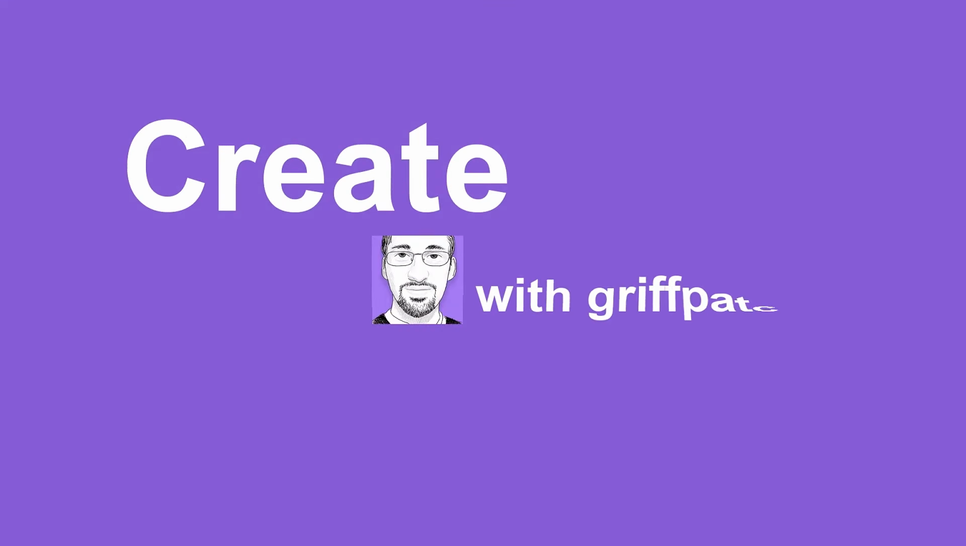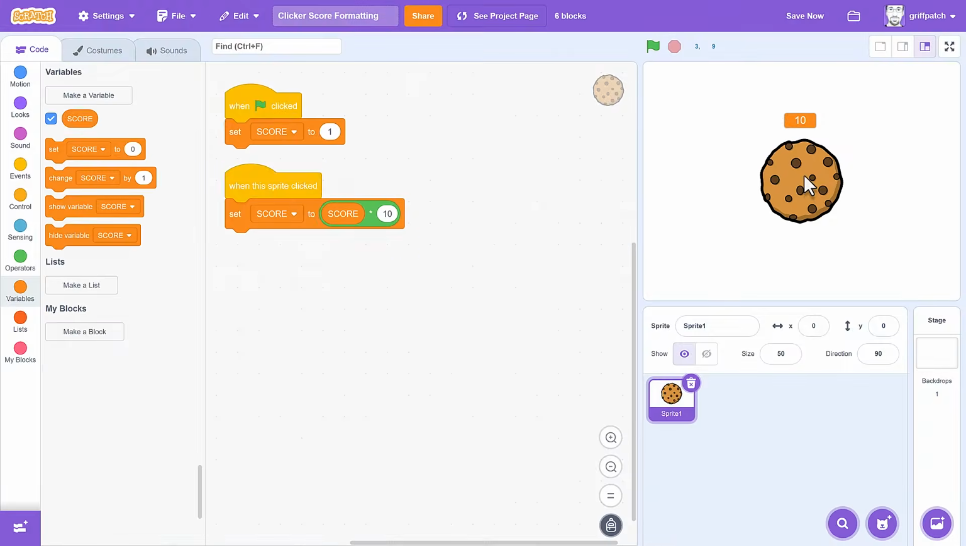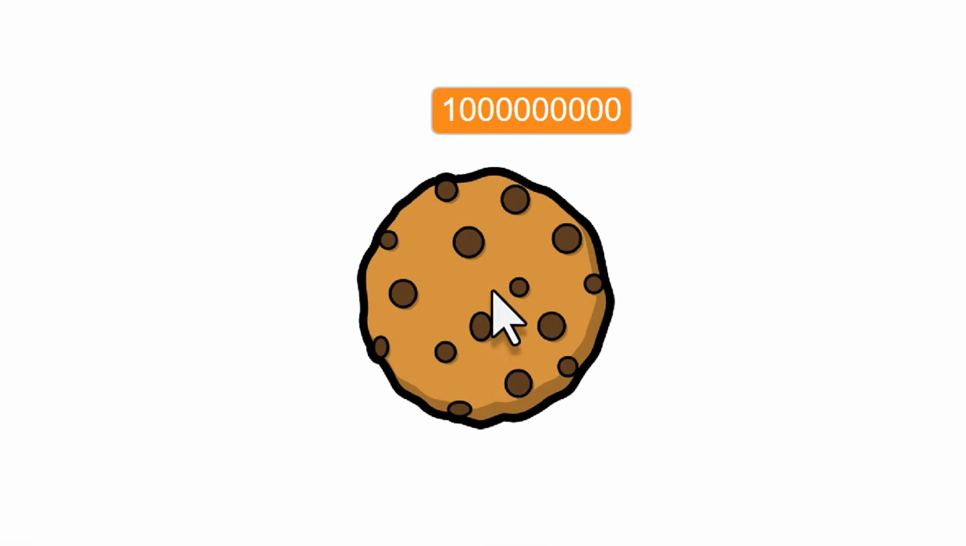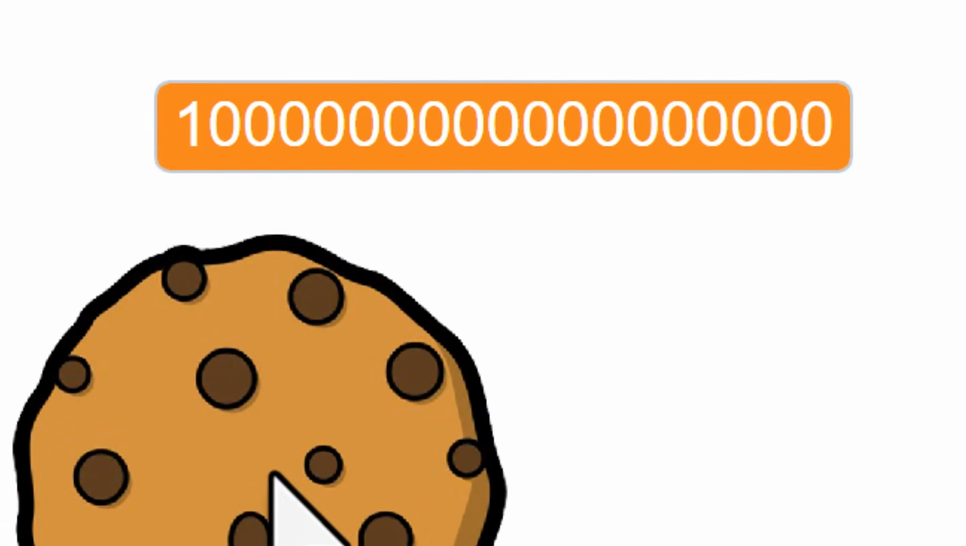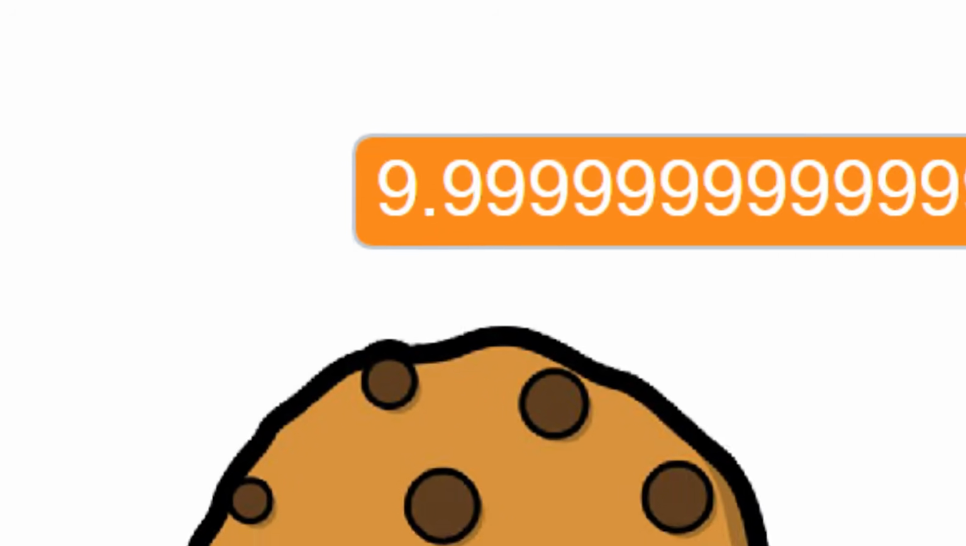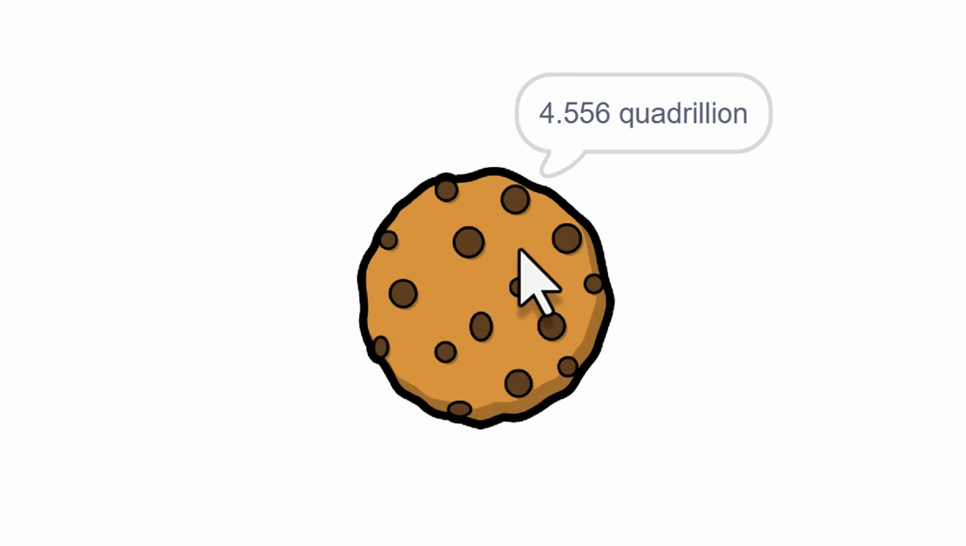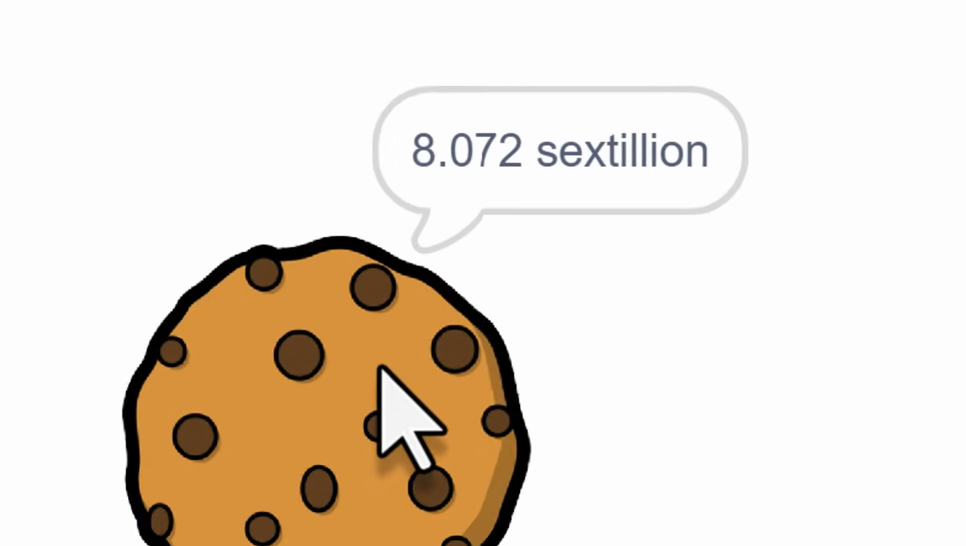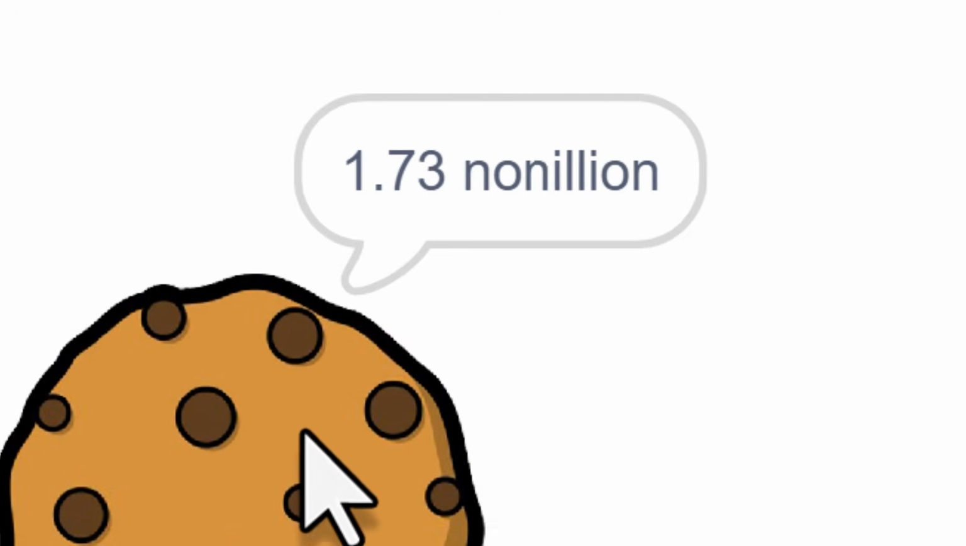Hello, fellow Scratchers! We love making clicker games, but getting our exponentially increasing scores under control is a real pain. Blah, that looks horrible! Well, today we're going to learn how to make big numbers look way cooler in Scratch, in that classic cookie clicker style. That's the magic of engineering notation.